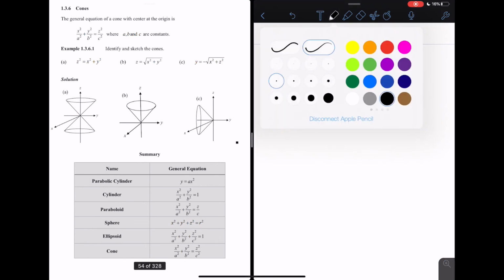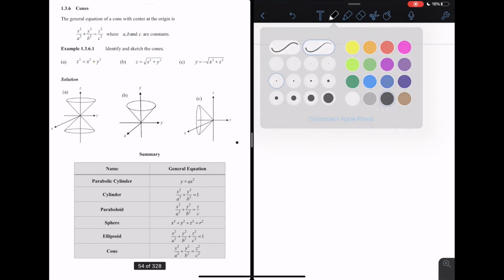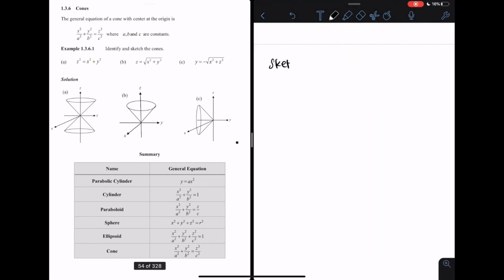Let's say I give you this question. Sketch x is equal to -7 z y squared plus 3 z squared. So when you have this question, please ignore whatever coefficient appears right in front of each variable, because it won't affect the way you sketch your surface.